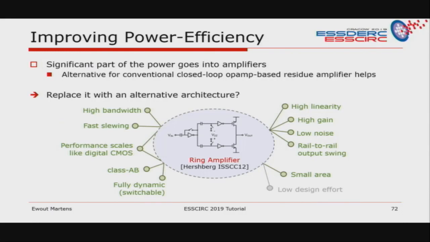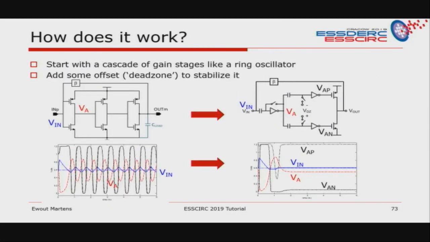A significant amount of power goes into the amplifier. The traditional one is an OTA-based amplifier, and research has been done to look into variations. Such an amplifier, you would like to have high bandwidth, high linearity, high gain, and all the good things. And recently ring amplifiers have been proposed as an alternative. What is that? Well, basically it rings. It's like a ring oscillator, so you take 2 inverters and you add some feedback to it. That's a ring oscillator, it will oscillate.